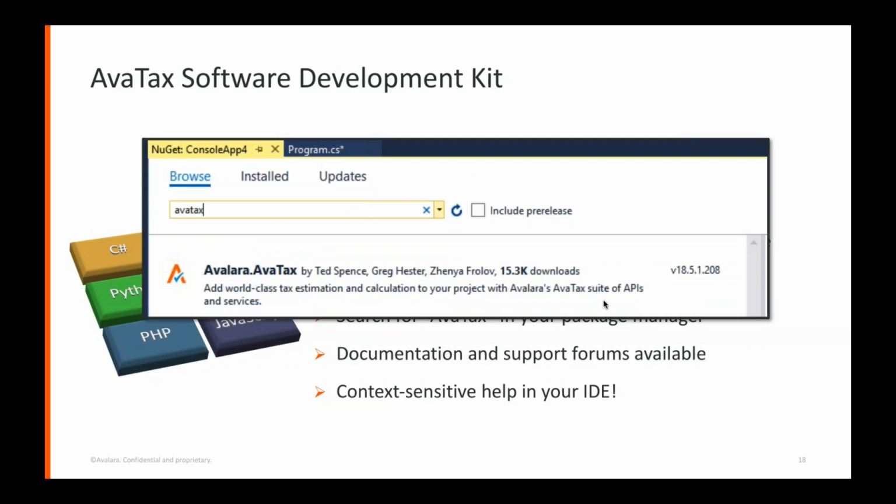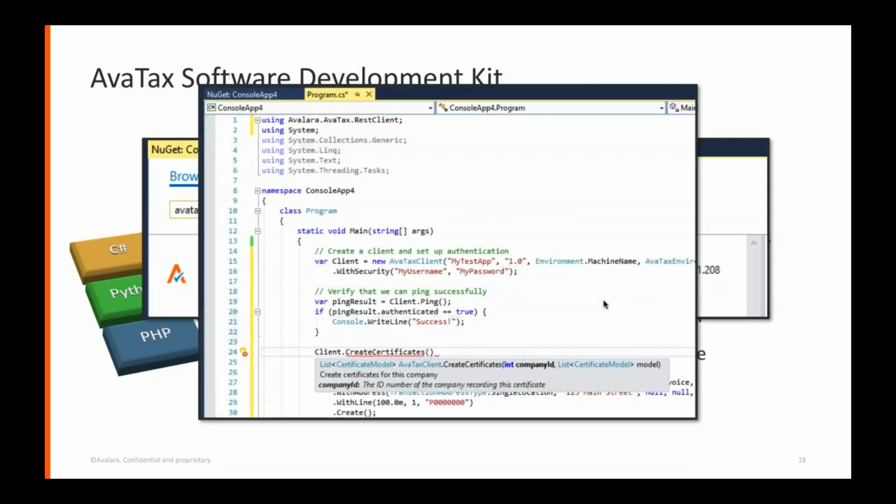If you go into your product, any integrated development environment, just search for AvaTax. You should be able to find our SDK, and you should be able to see, in this one, I have my name on it, so you can see that it's the correct Avalara one. We've got our logo there. And if you use our SDK, one of the key benefits that we like to tout is that you get context-sensitive help in your IDE.